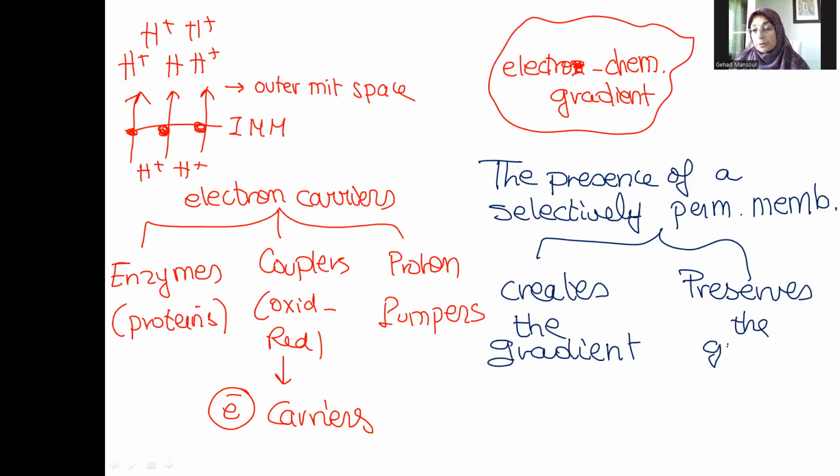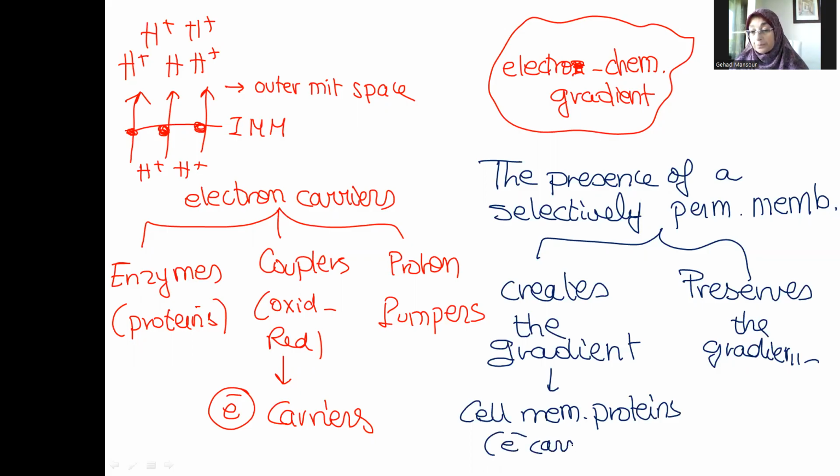So it does both. How does it create the gradient? Through the proteins that are present, the cell membrane proteins. So if you didn't have those electron carriers, you couldn't have created that selectively permeable membrane.